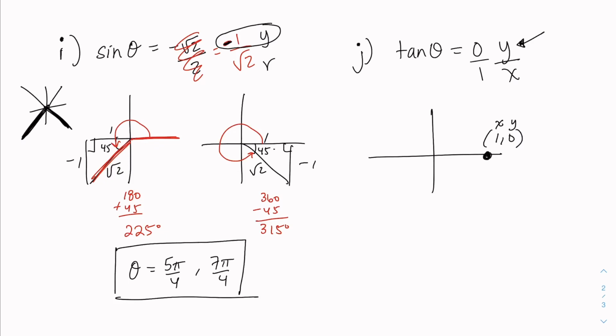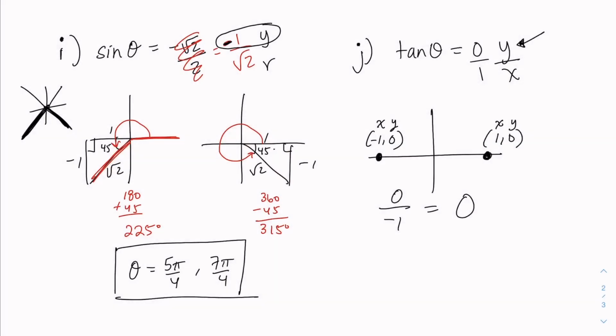But I want to stop you there. There's actually one more point where a tangent can equal 0. See if you can find it. It's over here on the left side. Let's see why. The point here would be -1, 0. And notice that if you did y over x, you would get 0 over -1, which is still 0.